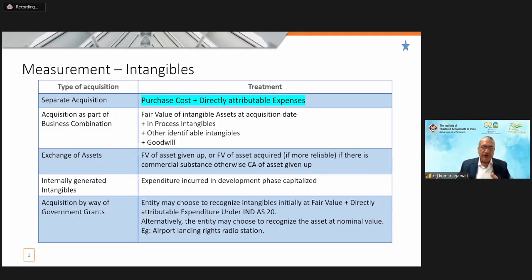So in the case of an education company, out of 5 lakh, if 1 lakh is tangible, and we identify that we have given a fair value of 3 lakh for the brand, then we account 3 lakh for the brand, and the balance 1 lakh goes to goodwill. So these are the 3 ways in which exchange, business combination, and government grants are accounted for.